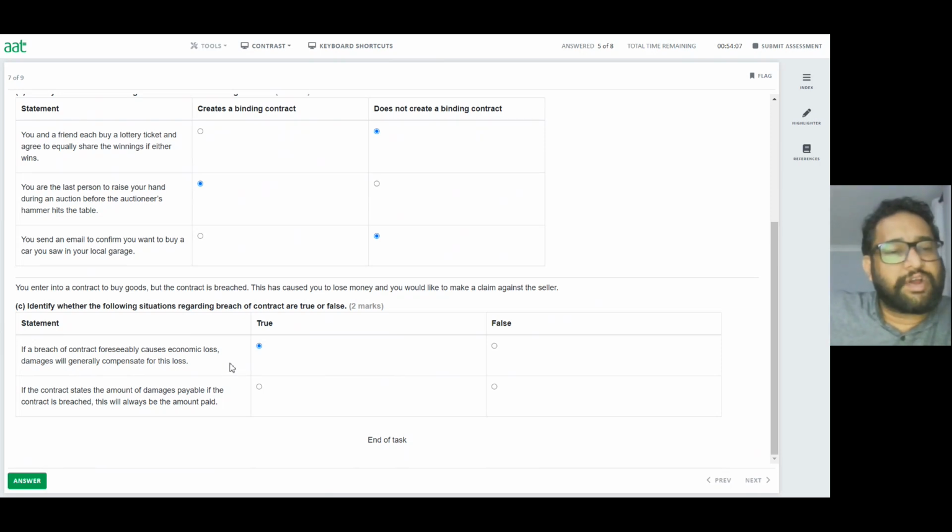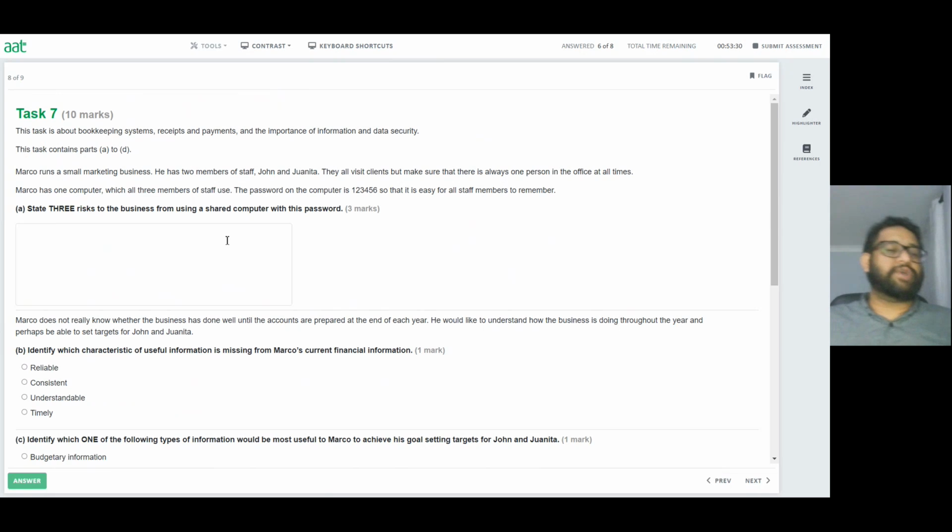And then the next one is, if the contract states the amount of damages payable if the contract is breached, this will always be the amount paid. No, because in this scenario, the word always is going to be something of a red herring, because that is only an estimation. The judge may decide to either increase it or decrease it. It is case by case, depending on how severe or how light the breaches are. So the answer is going to be false, because the word always straight away discredits the whole statement there. Now let's go to the last question.